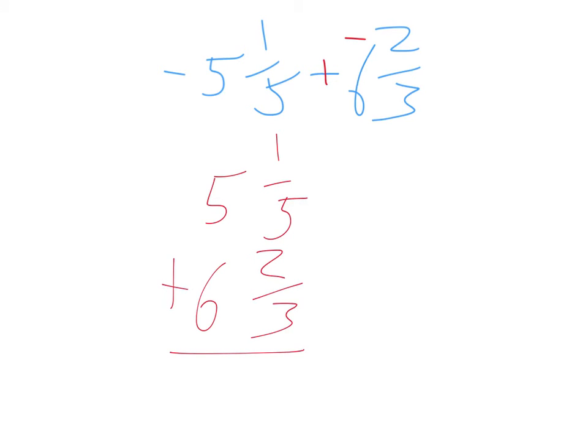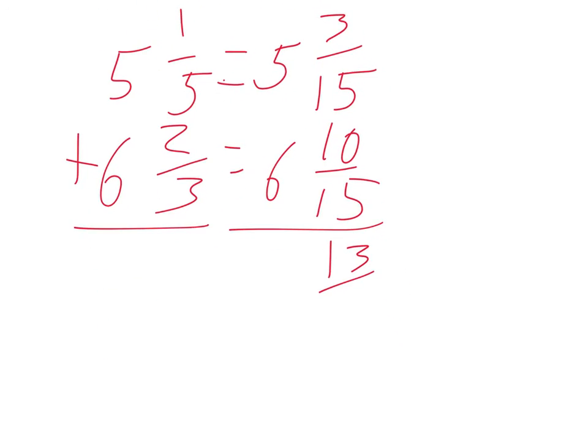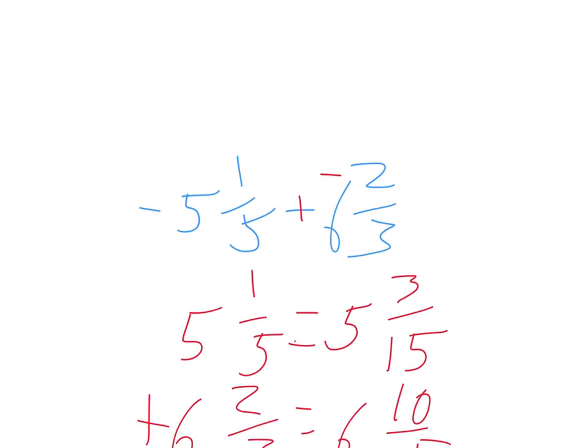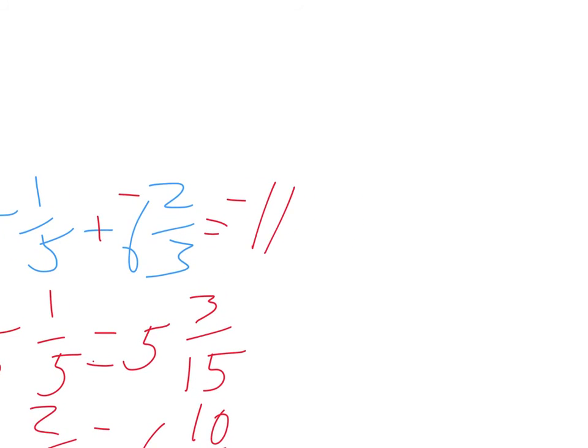I'm going to need to now find a common denominator. So I found a common denominator of 15 by multiplying the top fraction by 3/3 and the bottom fraction by 5/5. Now I add my fractions. 3/15 plus 10/15 is 13/15. And 5 plus 6 is 11. 13/15 can't be simplified, so my answer is going to be 11 and 13/15. However, I started out with two negatives, so it's going to have to be negative 11 and 13/15.